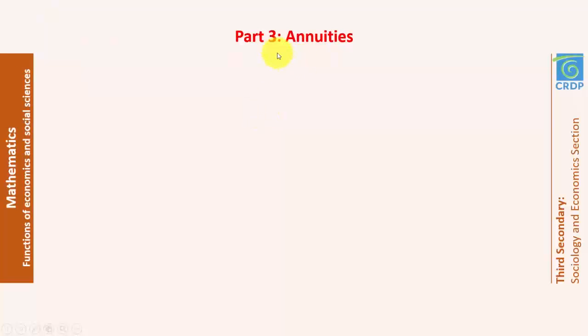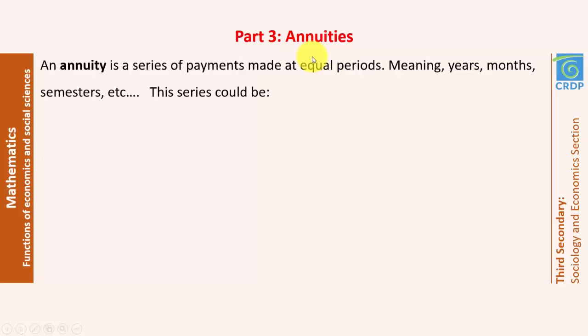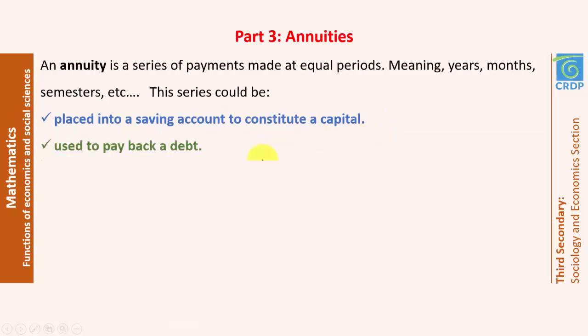The third part of the chapter is about annuities. An annuity is a series of payments made at equal periods, meaning years, months, semesters, etc. This series could be placed into a saving account to constitute a capital, which means we are placing a fixed amount at equal periods of time in a bank, for example, or at an insurance company, or used to pay back a debt. For example, if we take a loan to buy a car or a house, then we have to pay back this loan in equal amounts at equal periods of time.